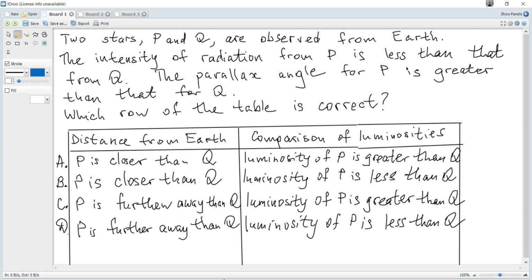Two stars, P and Q, are observed from Earth. The intensity of radiation from P is less than that from Q. The parallax angle for P is greater than that for Q. Which row of the table is correct?